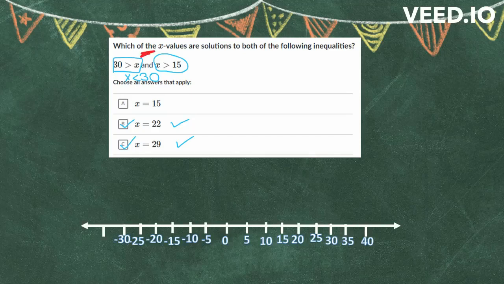Let's plot this. x is less than 30. From 30 it goes all the way back until 15 only. Not less than that because x is greater than 15. Should we shade these two points, 15 and 30? No. But if it was greater than or equal to, then we need to shade.